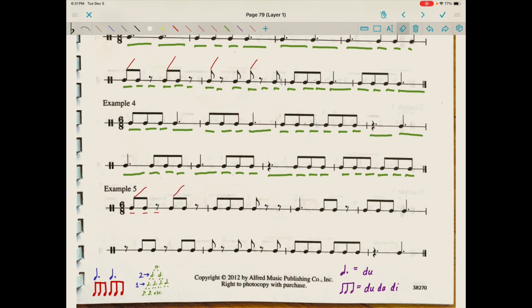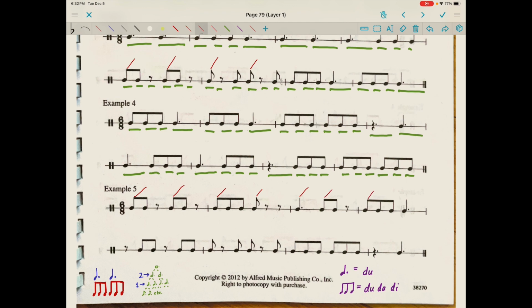This is the same pattern, so we know our next do will fall here. Do, da, dee together completes that beat. Then we have an eighth note with 2 eighth rests that completes this next dotted quarter note beat. Our next do falls here, then here, same pattern as in the first measure.